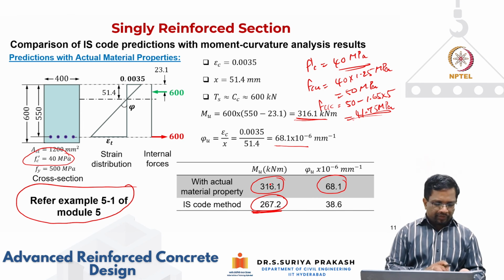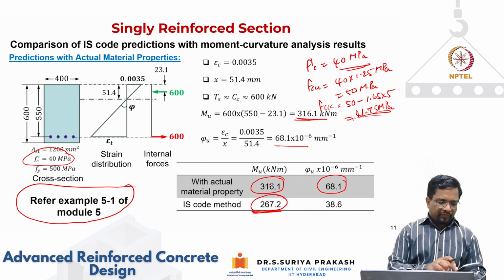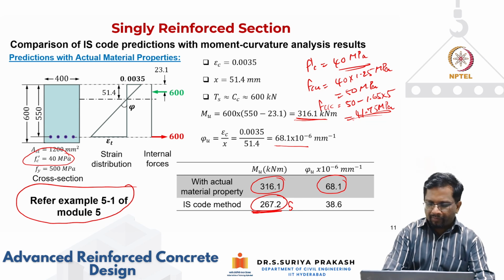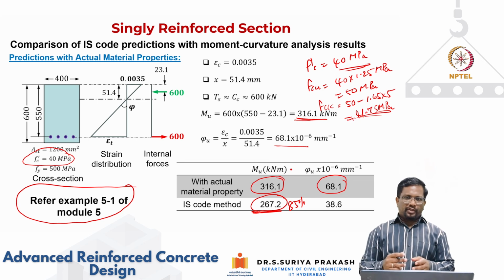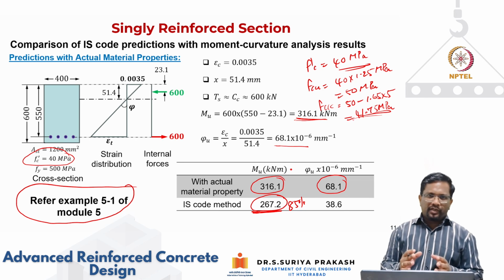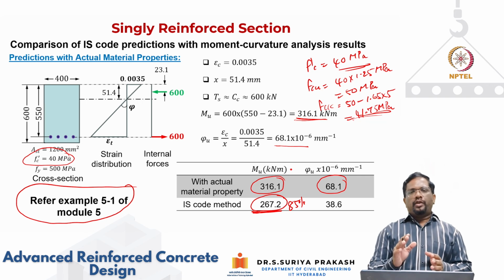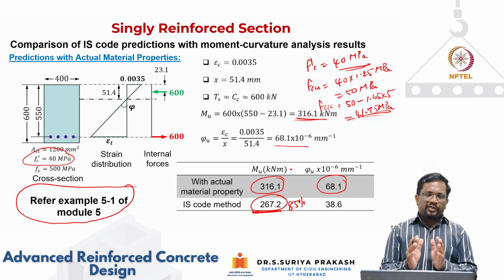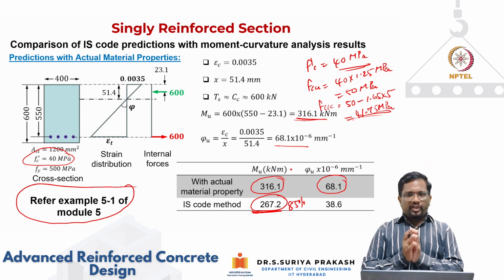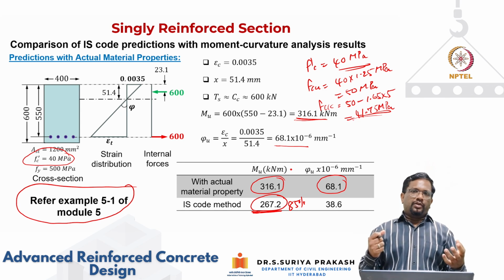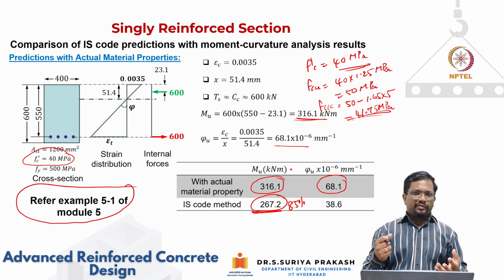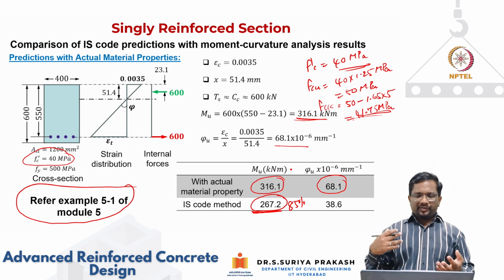If I take the ratio 316 divided by 267, or roughly the inverse of this, your IS code is about 85 percent of your actual value. So that means the IS code is predicting the capacity at about 85 percent of your actual value. It's not too bad because it's an under reinforced section. It's going to give you a lot of warning. So the code predictions are conservative, but not very conservative, right?